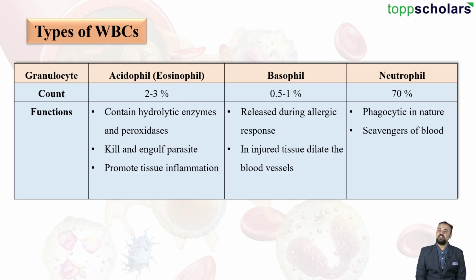Basophils are released during allergic response. In injured tissue, basophils dilate the blood vessels. Neutrophils are mainly phagocytic in nature. They are called the scavengers of the blood. This is because they eat and engulf all the dead and damaged cells present in the body.